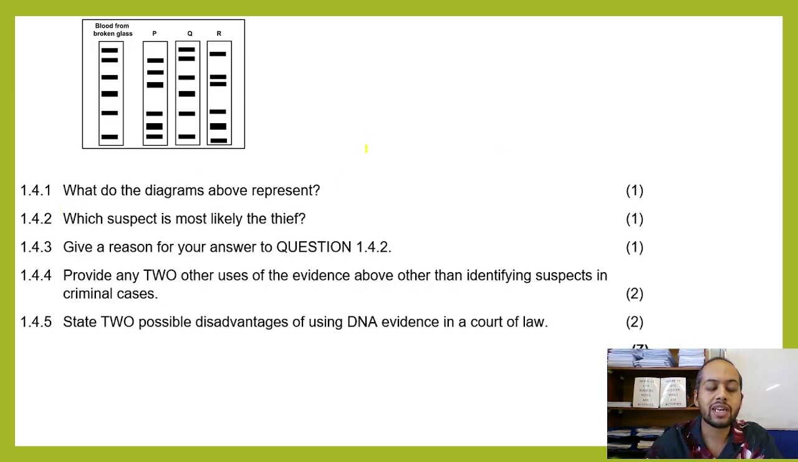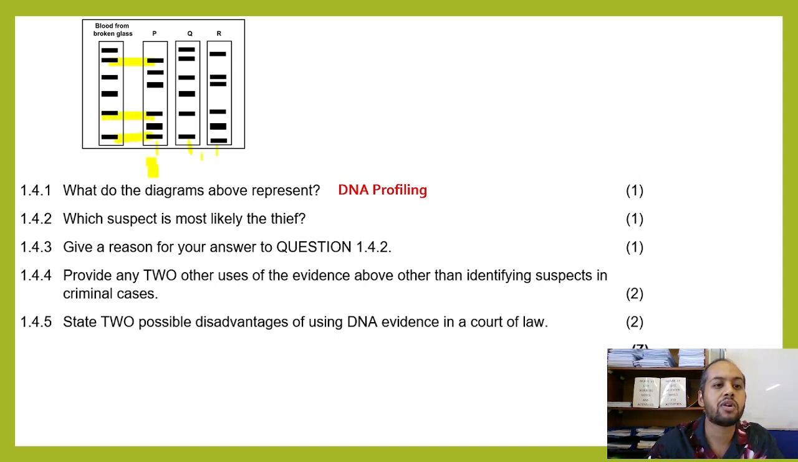Firstly, what do the diagrams above represent? This diagram represents a DNA profile; it represents DNA profiling. 1.4.2, which suspect is most likely going to be the thief? Now you need to take each of these DNA profiles, P, Q, and R, and match them along with the broken glass. So if we go to P, there's 1, there's 2, and there's 3.